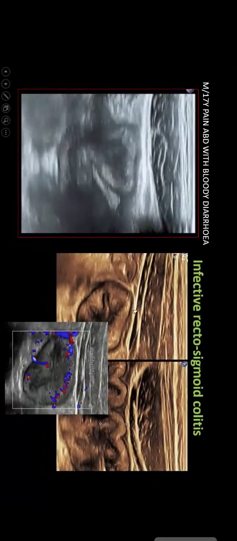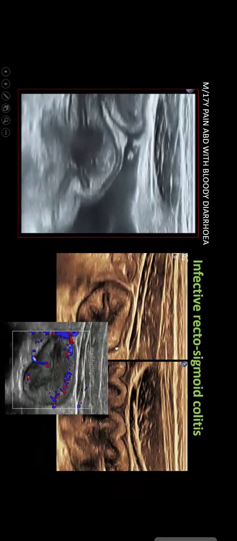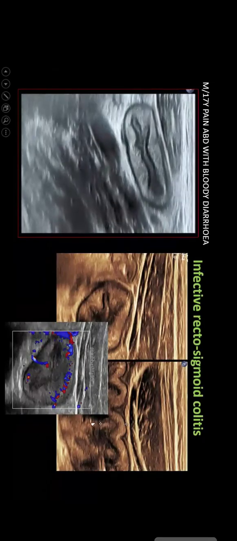So you can see diffuse thickening of the colon, prominent haustral pattern. Mucosa and submucosa is thick. There is marked thickening with hyperemia. In acute onset, it is infective rectosigmoid colitis, a case of rectosigmoid involvement.